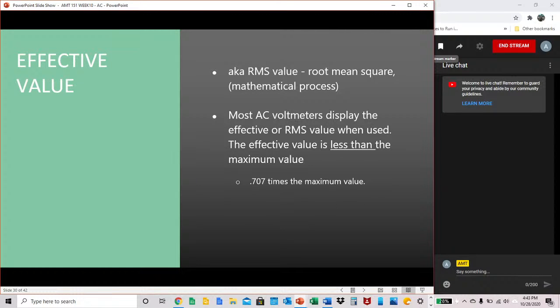Effective value. This is also known as RMS value, which means root mean square value, and that just refers to the mathematical process of how this value is derived. Most aircraft voltmeters display the effective or RMS value when used. The effective value is less than the maximum value, so 0.707 times the maximum value. In math terms, you would take the maximum value and multiply that by 0.707, which is about 70%. That's your effective value.